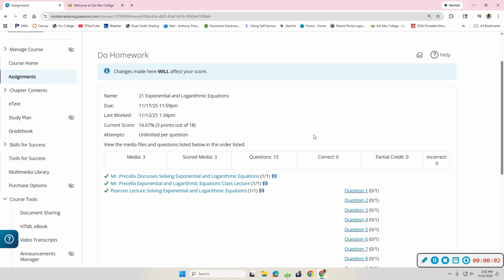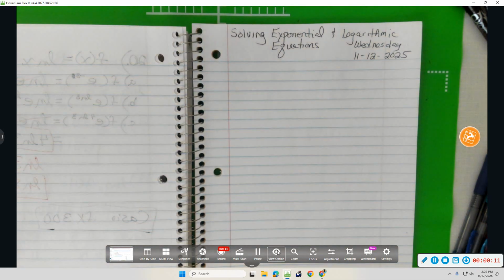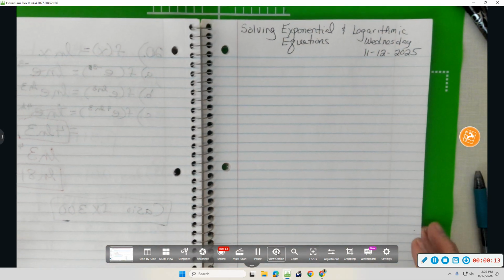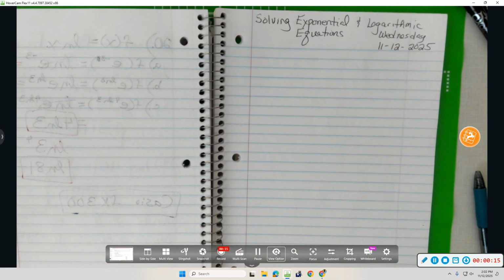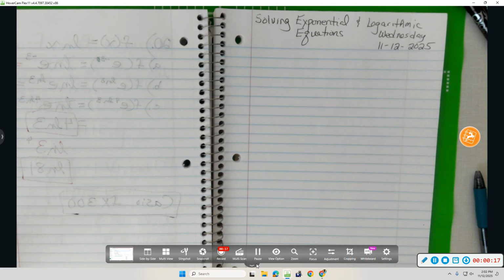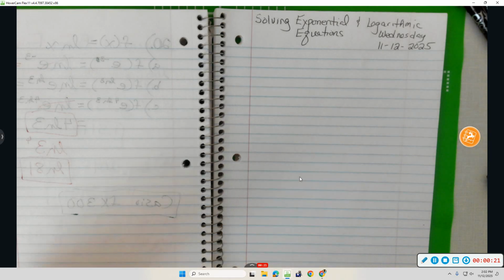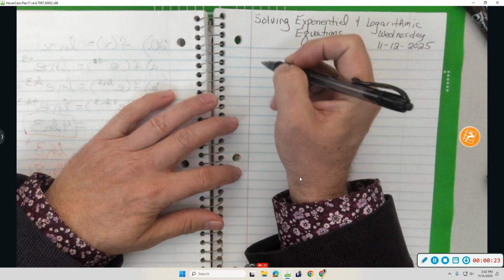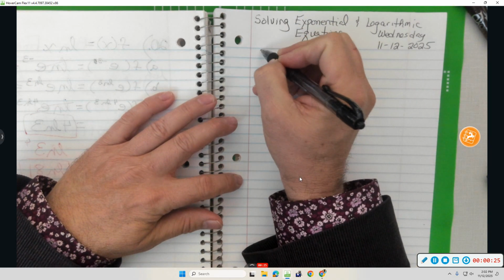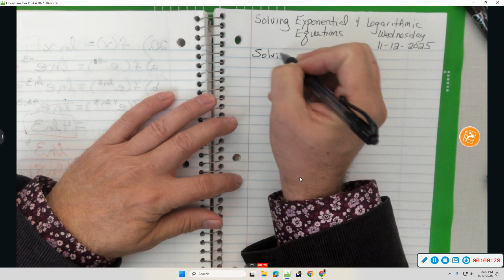Good afternoon. Today we're looking at solving exponential and logarithmic equations. We have solved some logarithmic equations, but what I was going to say is we've already solved some exponential equations. So I want to remind you of what we were doing last week for solving exponential equations.